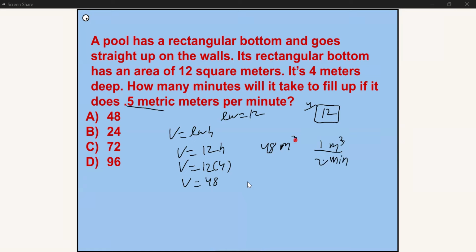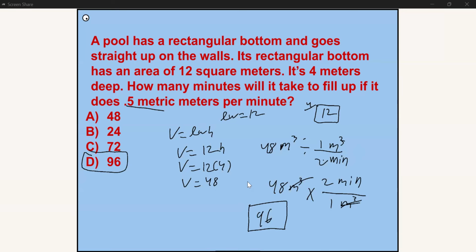And now we want the minutes on top, right? So we have to divide. So that means we're going to do 48 meters cubed times 2 minutes over 1 meter cubed. And now you get the units to cancel. This is a technique you use a lot in physics or chemistry, right? Where you cancel out units. And now you do 48 times 2, which is 96. So your answer is 96, right? Nice and easy. This is maybe a medium level question.